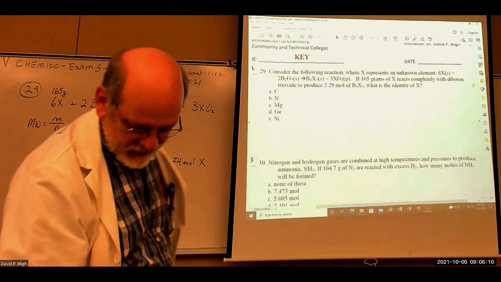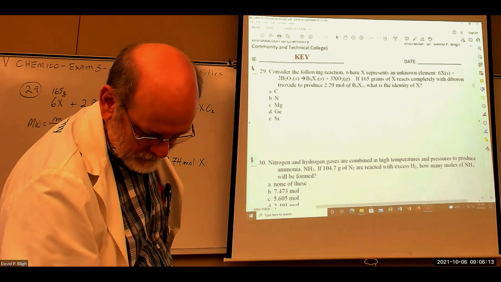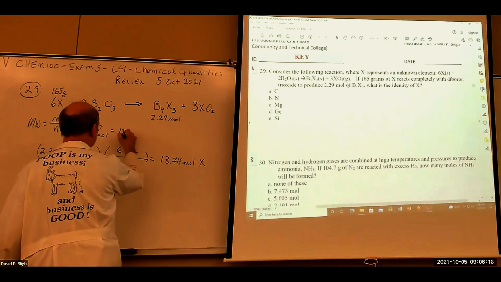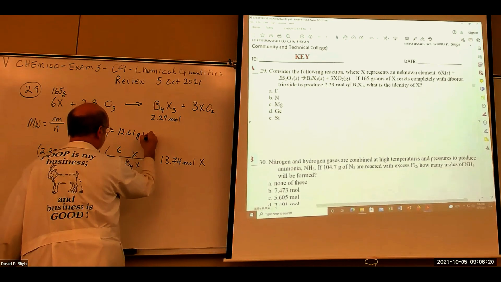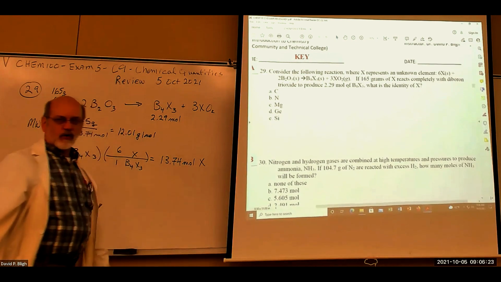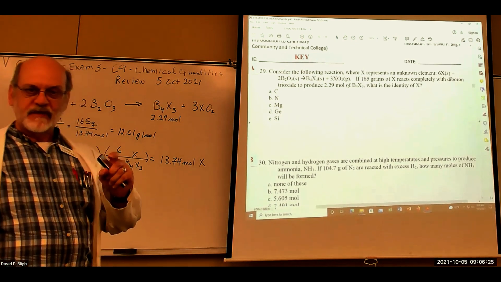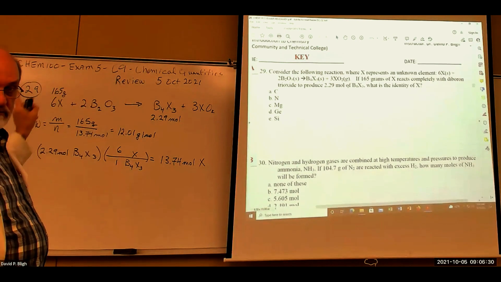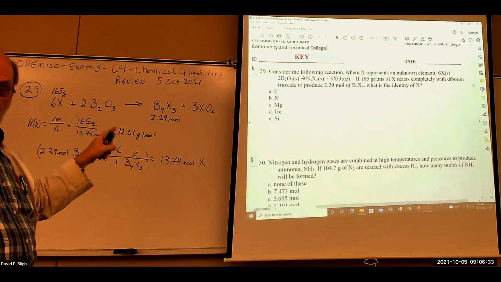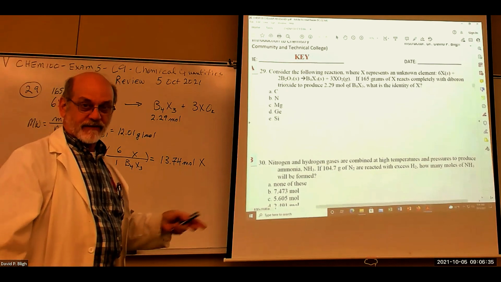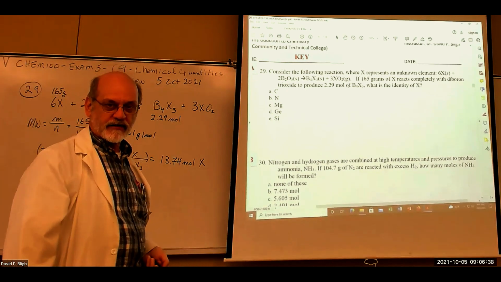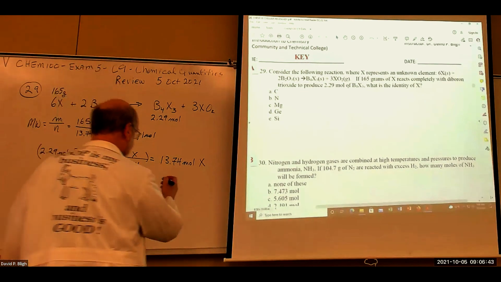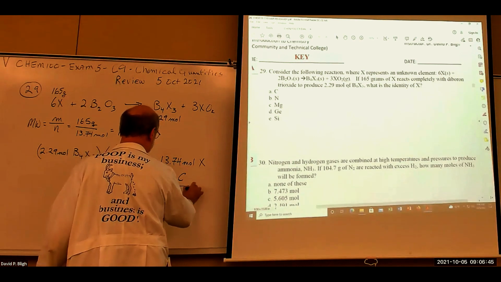So now we can calculate the molar mass. 165 grams divided by that number, and I get 12.01 grams per mole. That's the molar mass of the element. So you go to your periodic table and look, start at the top, go from left to right, down the periods until you find 12.01. And by now you probably should have that one memorized. 12.01 is the molar mass for carbon. So X is carbon.